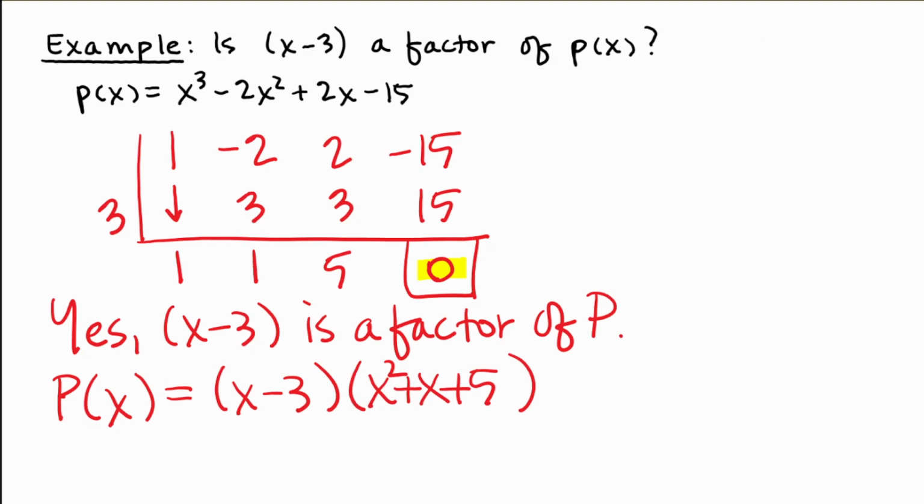Okay, so I can further factor p using the fact that I know that x minus 3 is a factor and synthetic division to get myself a fully factored version of p. I can tell that x squared plus x plus 5 is not going to be able to be further factored because I can't think of two numbers that multiply to 5 and add to 1.